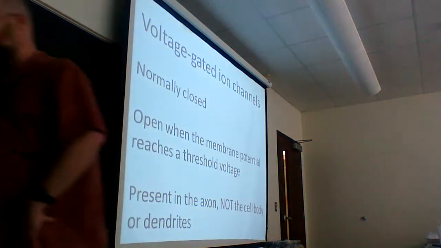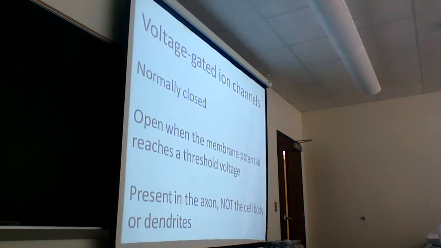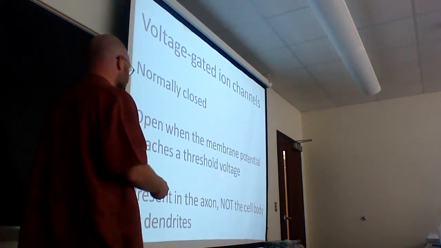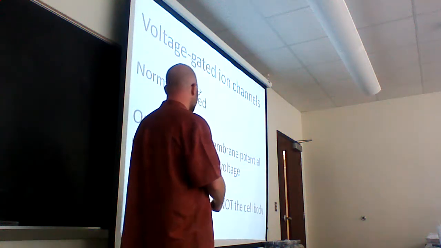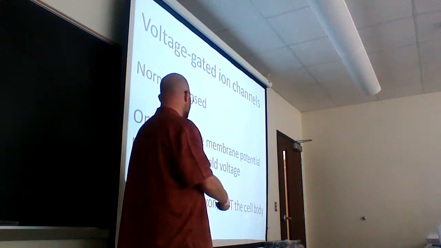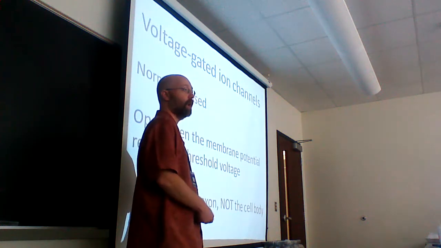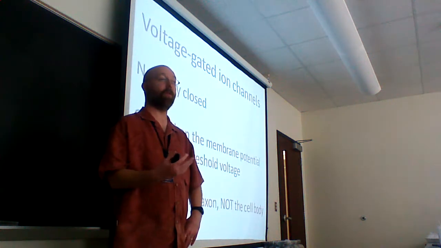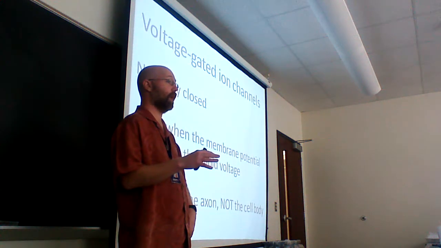So the voltage-gated channels are normally closed, right? That's a concept we should be okay with. They open when you reach threshold potential. They are present, generally speaking, in the axon, not in the cell body or the dendrites, right? This is the simplest way to architect this. There are other ways to do it, right?